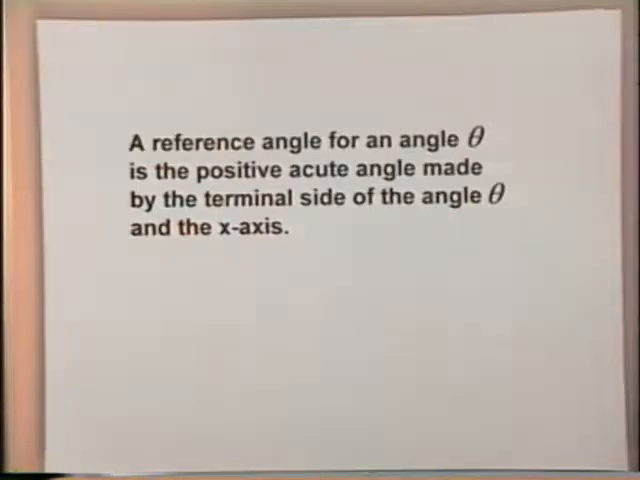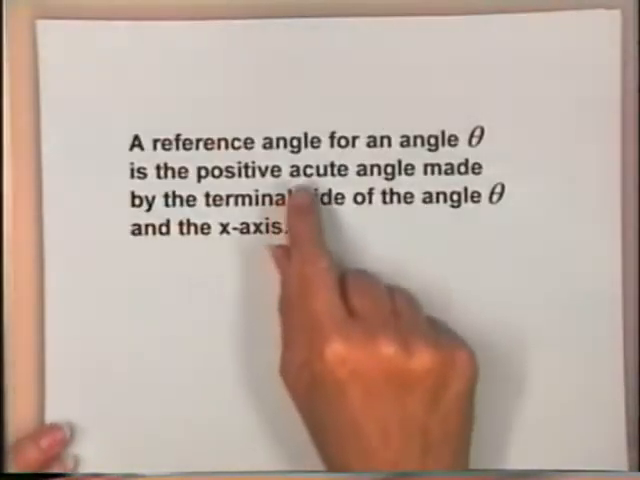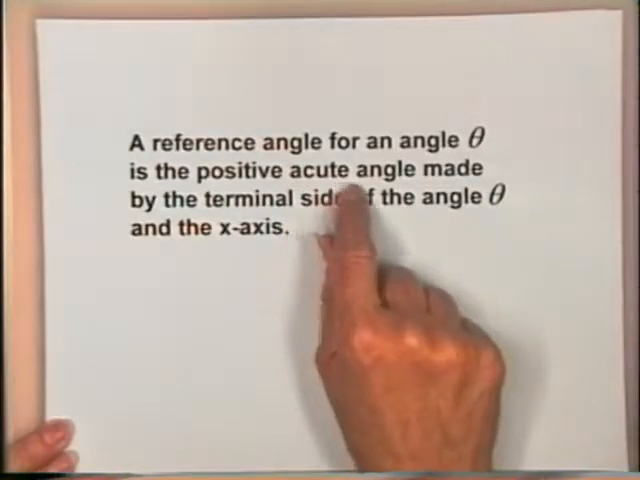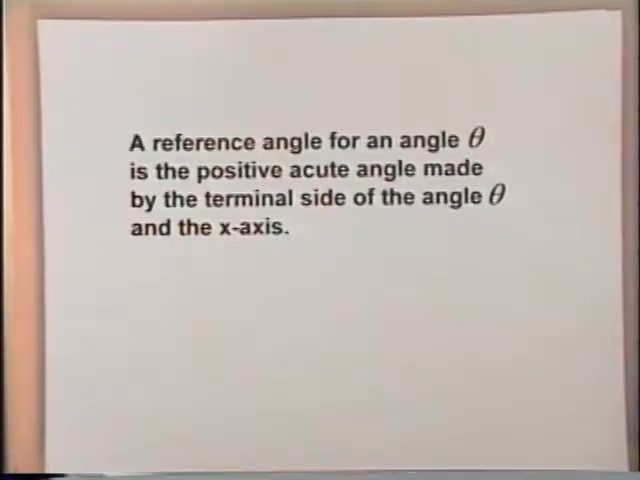This definition will be a reference angle for the angle theta, and we're assuming that theta is in standard position. A reference angle for an angle theta is the positive acute angle made by the terminal side of the angle theta and the x-axis. Now, what do we mean by acute angle? That's an angle that measures between 0 degrees and 90 degrees.